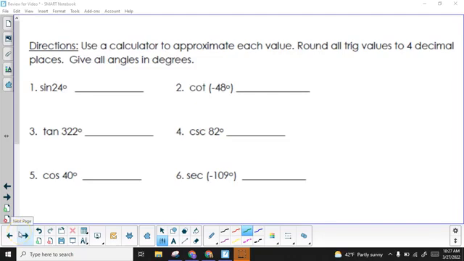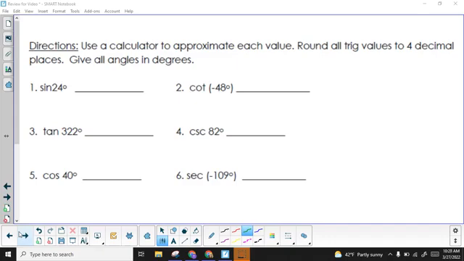Hello Math Analysis students. In this video we are going to go over the solutions for the calculator part of the review where we work on inverse trig. This one is shorter than the front side, and for this one you do need a calculator. I will be using the Desmos graphing calculator.